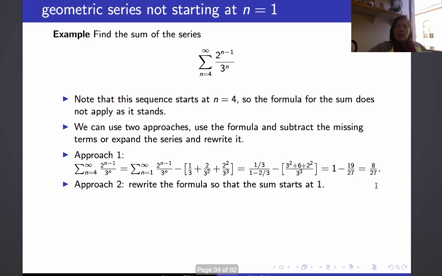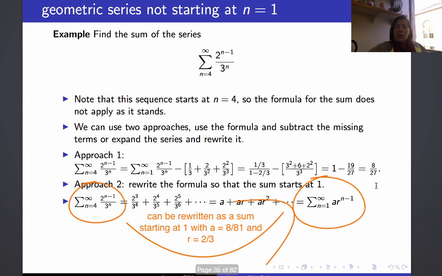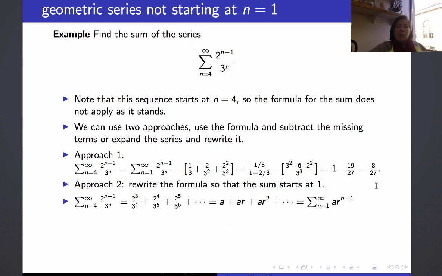The other way to go about this is that even though this starts at 4, it's still a geometric series. We can rewrite the formula so that the sum starts at 1. Or an easier way is just to expand the series and identify the a and the r of the new series. So if we expand this series, we start with n equals 4, and the first term is 2 to the 3 over 3 to the 4. And then the second term is what we get when we plug in n equals 5, and it's 2 to the 4 over 3 to the 5, etc., etc.